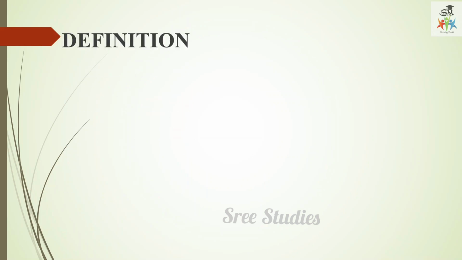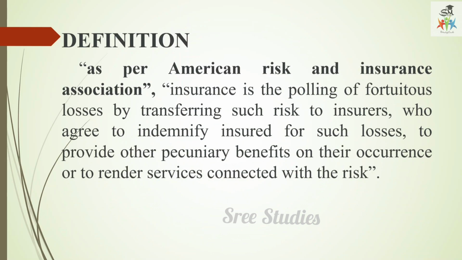And the definition, you want to know the definition, right? As per the American Risk and Insurance Association, insurance is pooling of fortuitous losses by transferring such risk to insurers who agree to indemnify insured for such losses, to provide other pecuniary benefits on their occurrence, or to render services connected with the risk. So this is the definition. You can write the definition as such.